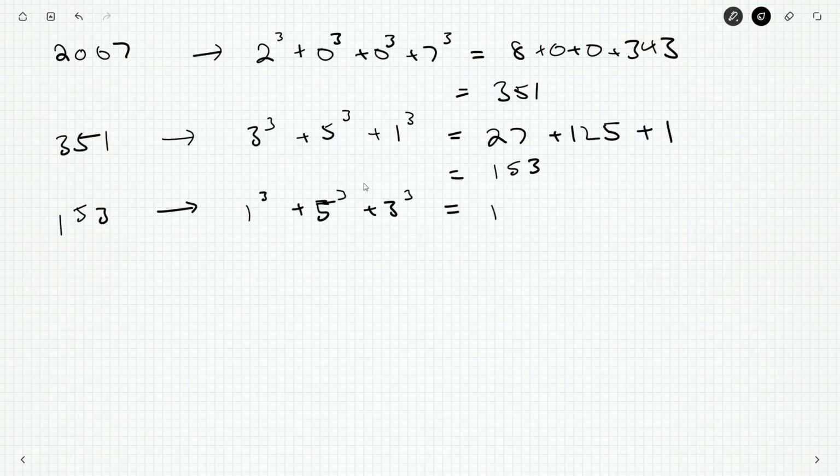This is going to be 1 plus 125 plus 27, it's also 153. And 153 is one of only 3 numbers that has this property. This is something I know not because I did this question, but because these are what are called narcissistic numbers. And so the 153, 370 is another one, 371 is another one, and 407. Those are the only 4 3-digit numbers that are equal to the sum of their cubes.